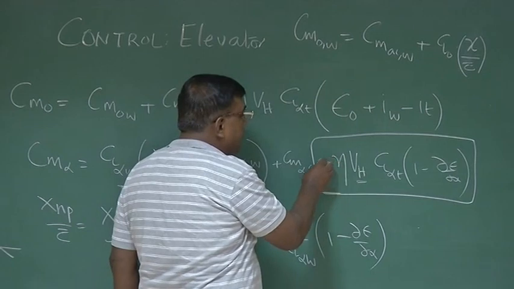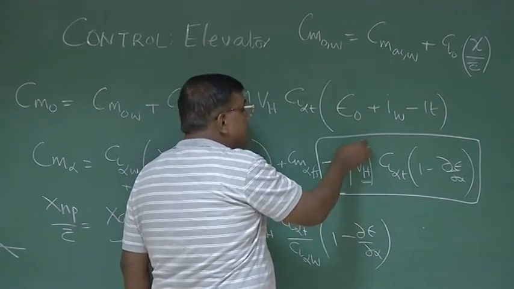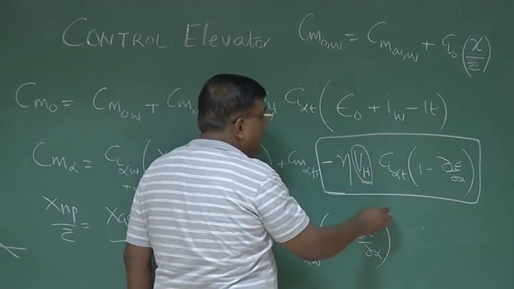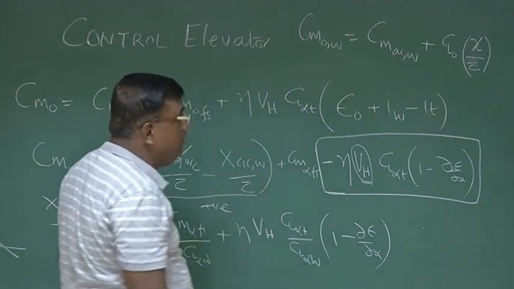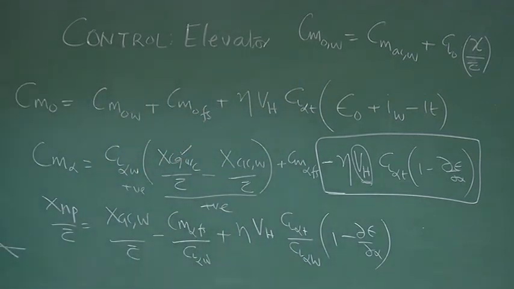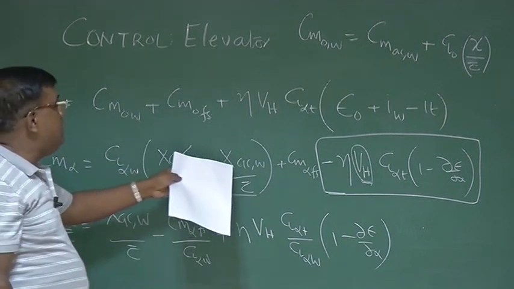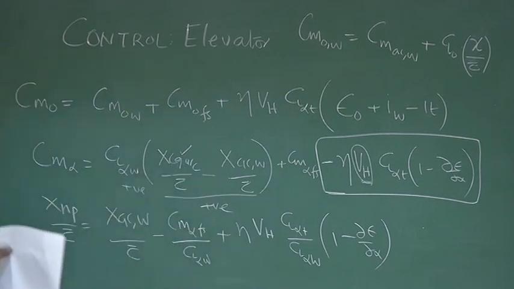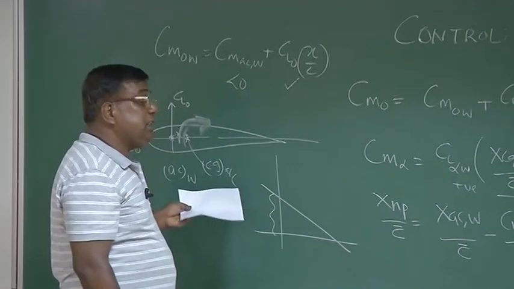So this is always negative. So I can go on changing the value of VH, which is tail volume ratio, and try to compensate for stability loss, static stability loss, because of wing AC being ahead of CG. Right? So message is clear. Don't worry about wing in terms of stability, static stability.